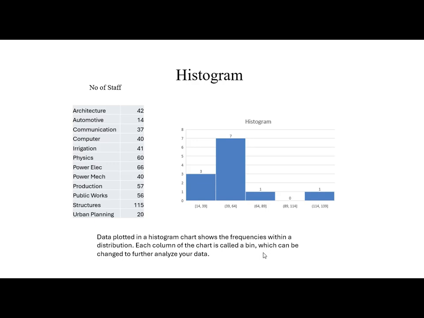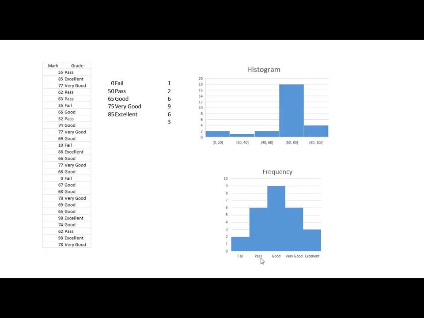Therefore, this is the chart you can get, where data is plotted in a histogram to show the frequencies within a distribution. Each column of the chart is called a bin. These are 5 bins here, which can be changed to further analyze your data. You can, of course, change the limits of the bins, but as you can see, I had another example, and this example shows the grades of students or the marks of the students in a certain final exam and the corresponding grade.